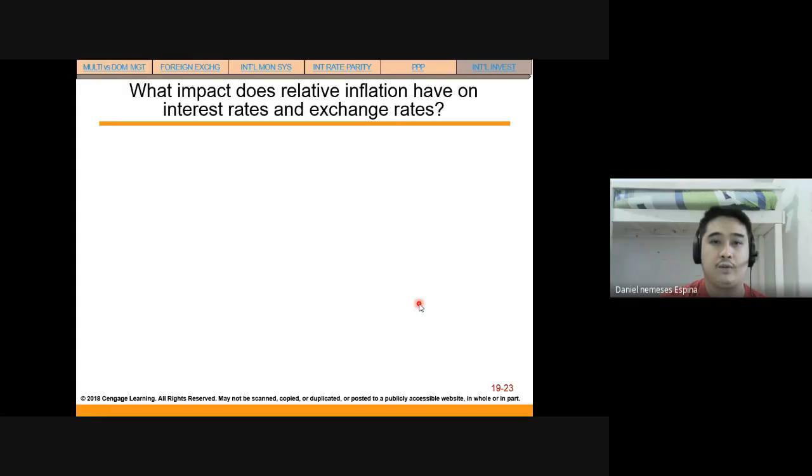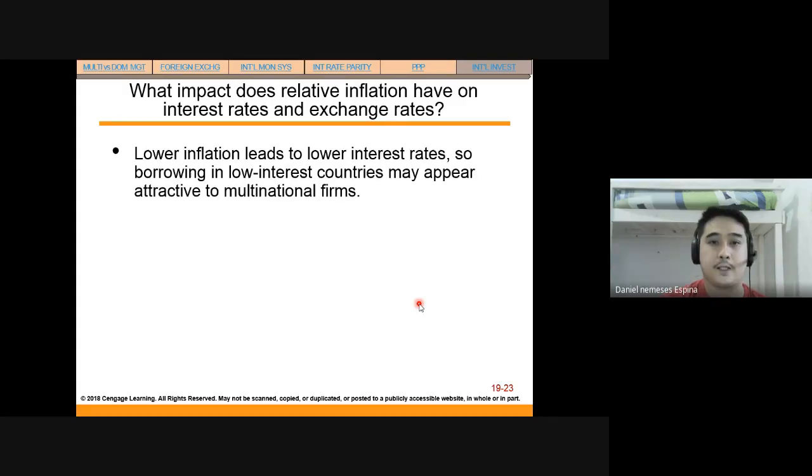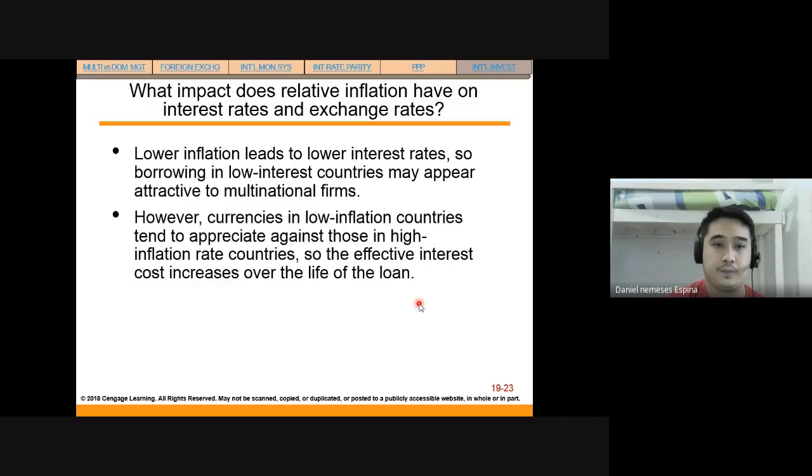Now, what impact does relative inflation have on interest rates and exchange rates? If there's a lower inflation, it leads to lower interest rates. So borrowing in low interest countries may appear attractive to multinational firms. However, currencies in those low inflation countries tend to appreciate against those in high inflation countries. So the effective interest cost increases over the life of the loan.